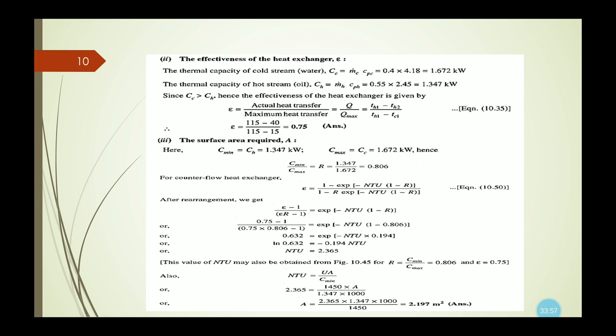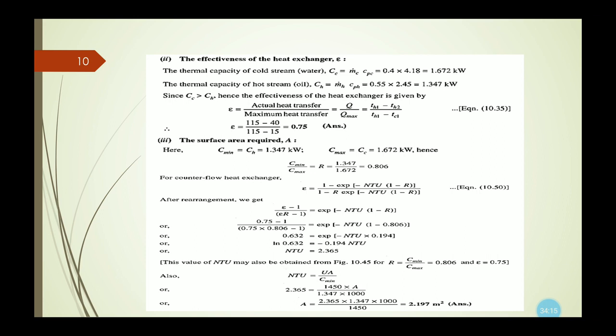So if Ch is the C min, then Cc, that is the heat capacity of the cold fluid, is actually the C max here, which we have calculated in the earlier part of this numerical, which is 1.672 kilowatt.